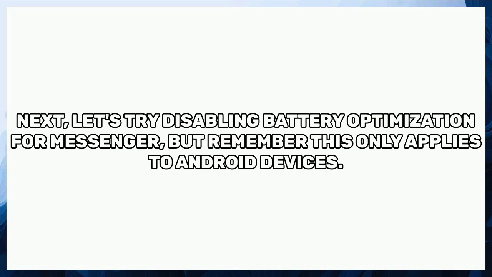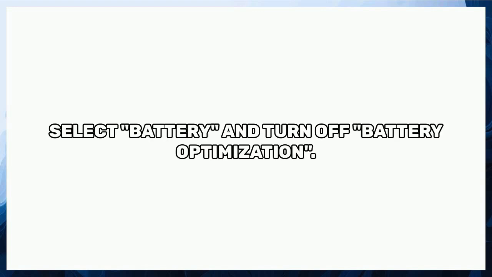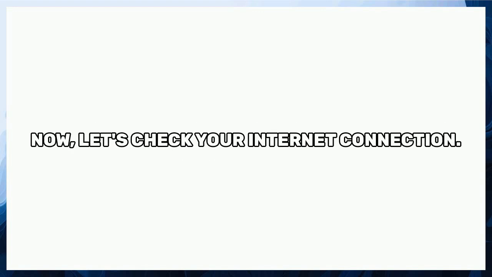Next, let's try disabling battery optimization for Messenger, but remember this only applies to Android devices. Open your phone's settings and go to Apps and Notifications. Find Messenger and tap on it. Select Battery and turn off battery optimization.